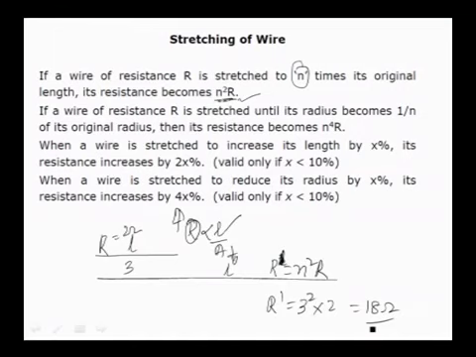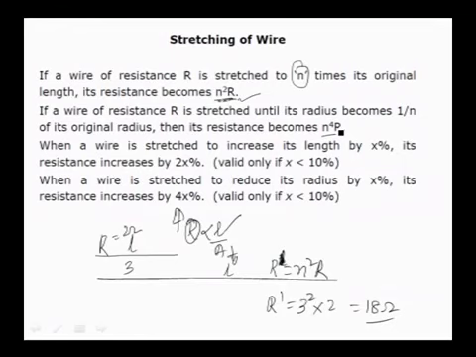The second one is in terms of radius. If the wire of resistance R is stretched till its radius becomes 1 by n of its original radius, then its new resistance becomes n to the power of 4 into R. That is n power 4 into R when it is stretched in terms of radius.